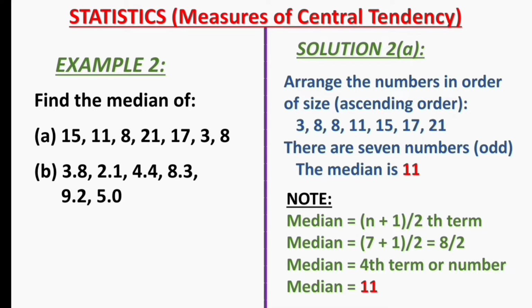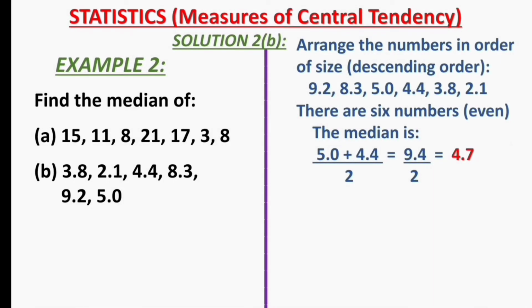Now that we know the solution to question 2A, let's go ahead to see the solution for question 2B. In question 2B, once again, let's arrange the numbers in order of size. Here, I choose to arrange the numbers in descending order, from the biggest number to the smallest number. That will give us 9.2, 8.3, 5.0, 4.4, 3.8, and 2.1.